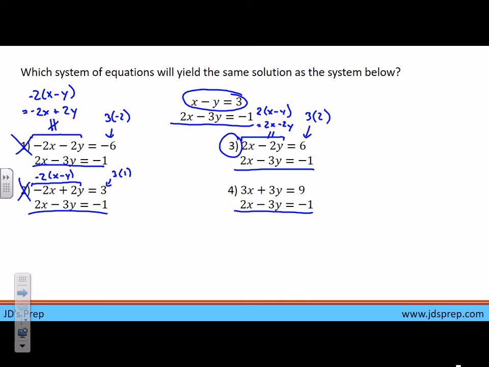If we look down at number 4, just to cover all three of these here, if we multiply the right side, the 3 times 3, we get to the 9 in this equation. But for the left side, I would need 3 times x minus y, which would be 3x minus 3y. And that is not the same as the 3x plus 3y that we're given here in number 4. So the only one of those four systems of equations that will yield the same solution as the one we started with is the one in number 3, because we multiplied that first equation on both sides by the exact same number.